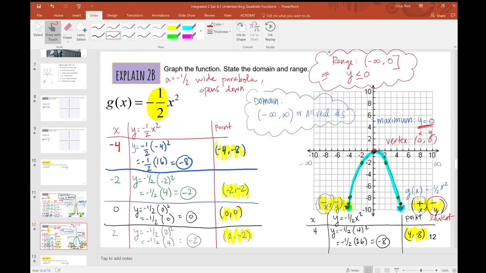And that's how you find the domain and range given a graph.